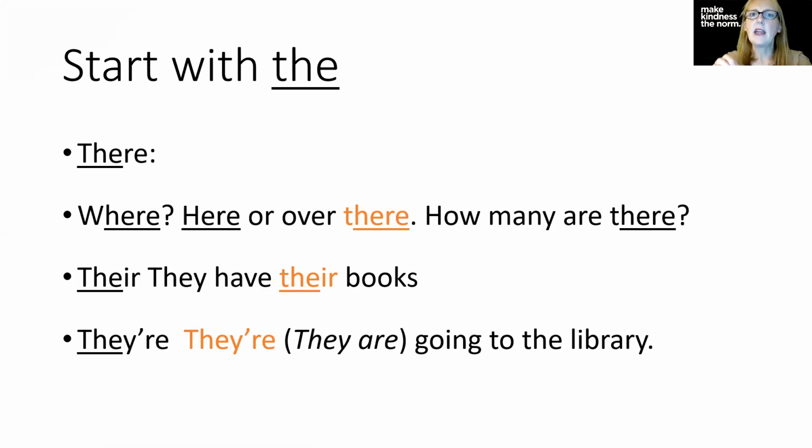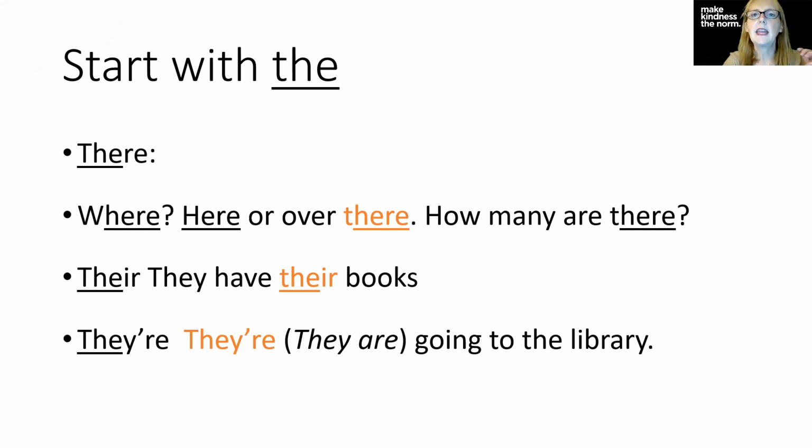Their, they have their books. That is the possessive. It means it belongs to them. So they got in their car. That's a T-H-E-I-R. That's possessive. So that one, you just have to remember T-H-E start, and then you can add the I-R there.